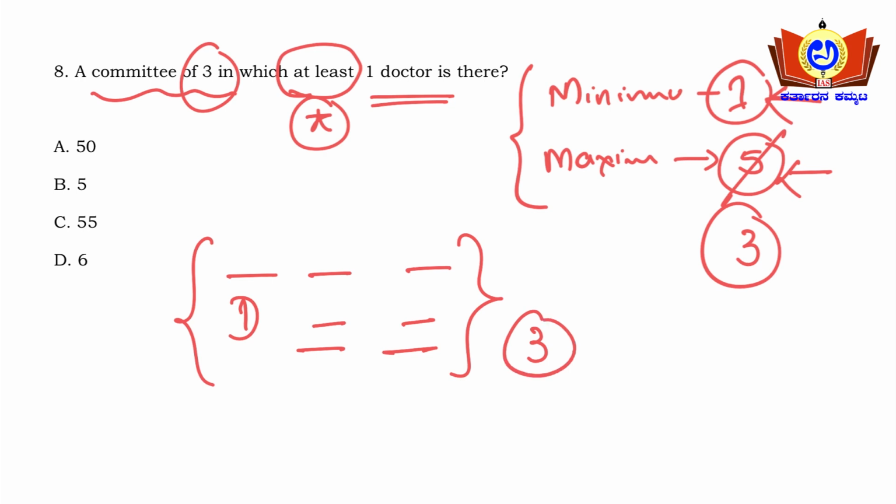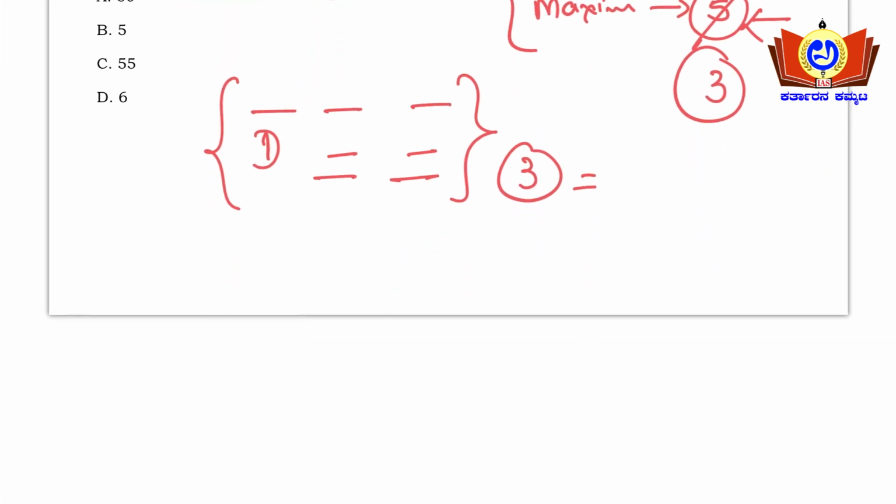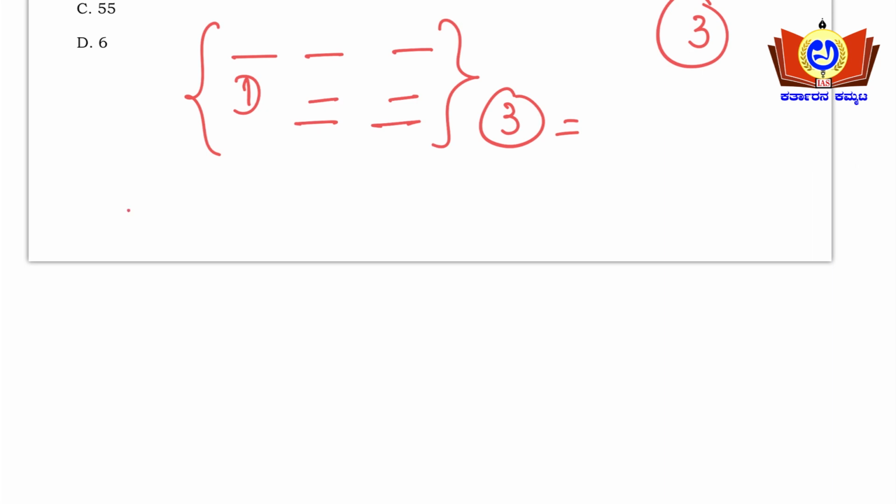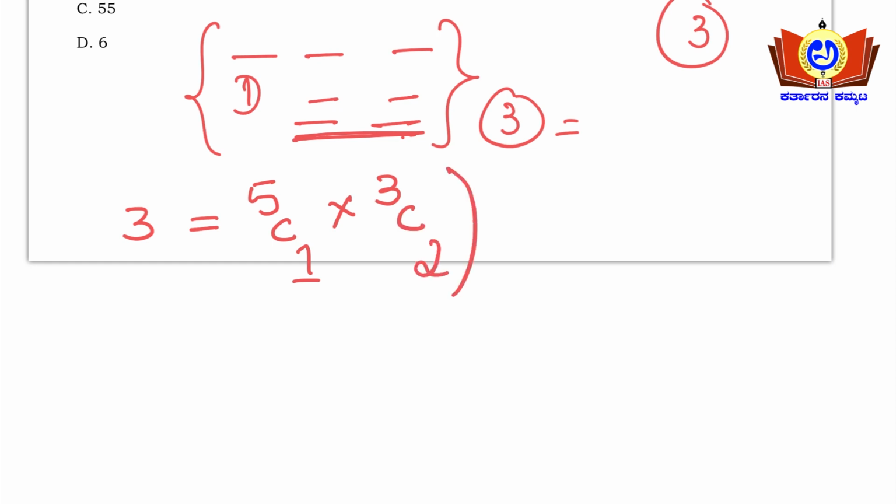So 3 can be written as, see here down I will write. A committee of 3 members should be there. In that, minimum number of doctors is 1. Out of how many doctors? In total there are 5 doctors. In that combination, minimum 1 doctor I need to choose. If I choose 1 doctor, then the two positions will be vacant. So in those 2 positions I need to fill scientists. How many scientists are there? 3 scientists are there, so I need to choose 2 scientists. So this is the one condition.